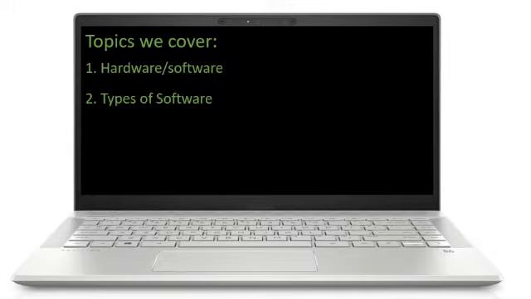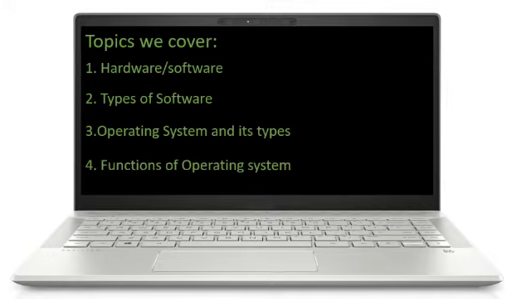Topics we cover here are number 1, hardware and software. Number 2, types of software. Number 3, operating system and its types. And number 4, functions of operating system.